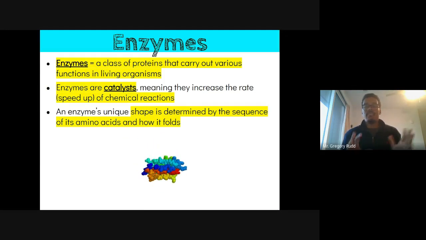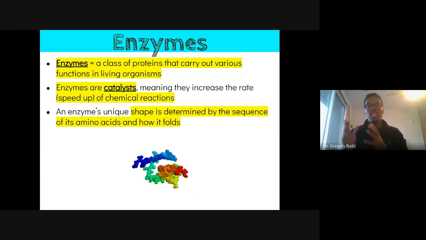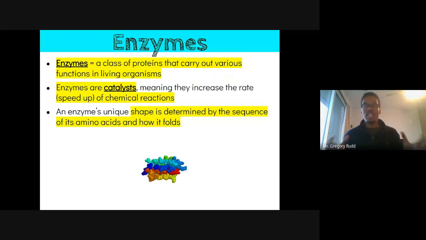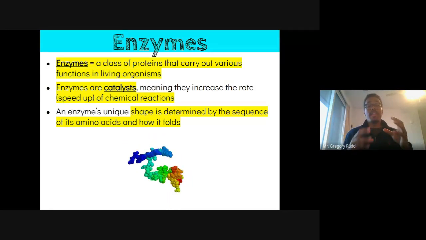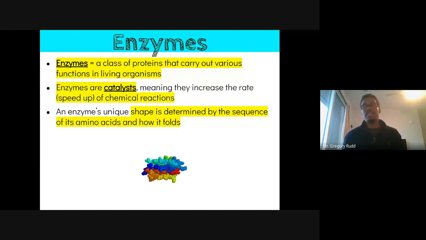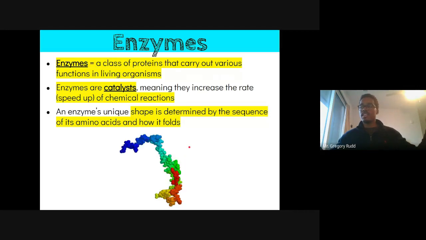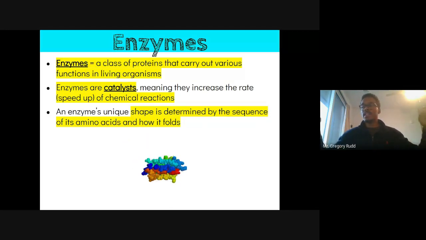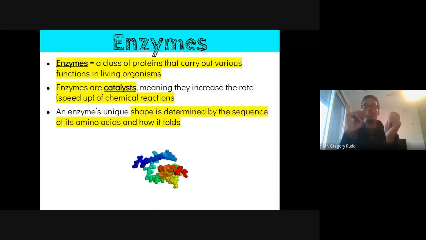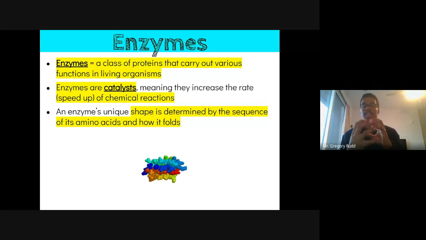And every enzyme, every type of enzyme, has a unique shape. And that unique shape is determined, again, by the sequence of its amino acids and based on how it folds. We can see an enzyme folding here. It's folding into place. It starts off kind of like a shoelace that's been stretched out. It's just a chain of amino acids. And then we're going to kind of tie that shoelace up together in a really specific and intricate way.